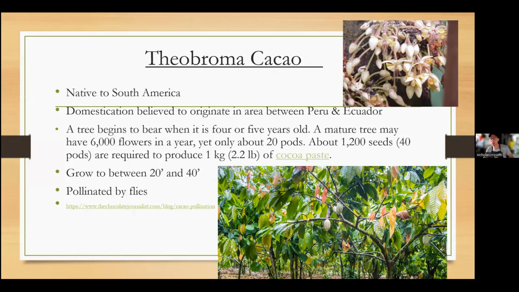Domestication of cacao by humans was believed to originate in Ecuador or the areas between Peru and Ecuador. Being native to South America, there were some genetic studies done several years ago to isolate the original cacao fruit, genetically speaking, and they traced it back to this area of Peru and Ecuador, where they were able to isolate a genetically pure strain of cacao.